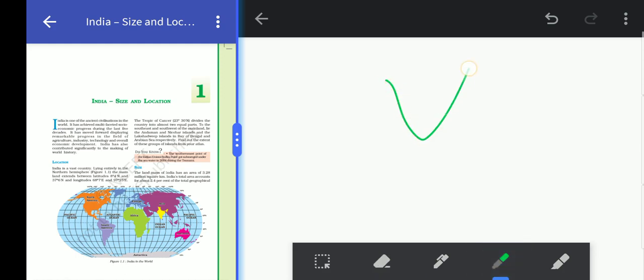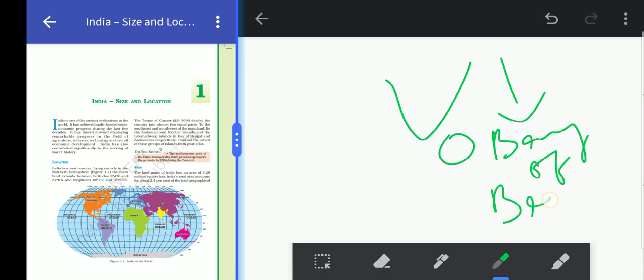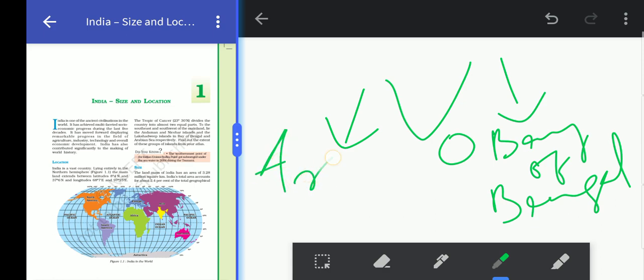Suppose this is India, and this is Sri Lanka. So which sea do we find here? On this side we find the Bay of Bengal. And on this side, what do we find? The Arabian Sea. Now again we have islands on both sides.